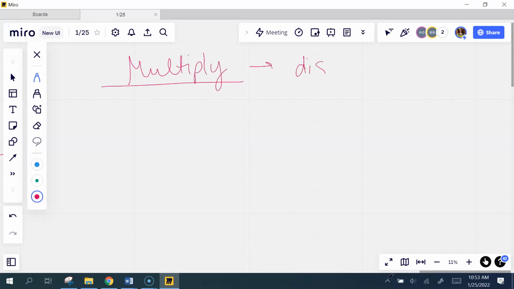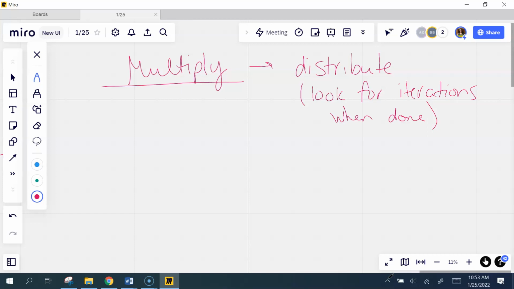This is just distributing, but I have to make sure I look for my i's when I'm done. Same process, the FOIL, the distribute, however you learned it, same thing. Just remember i times i is i squared, and i squared is the same thing as what? Negative 1. That's exactly right. Let's look at number 7. I have 7 plus i times 4 minus i.